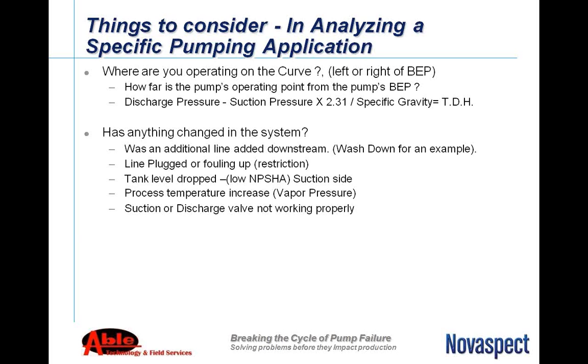You have a line plug or a downstream restriction. Or if it's pumping out of a tank, did the tank level drop? Are you meeting your NPSH available, your suction side? These are just some quick questions you can answer and almost analyze that system real quickly. Process temperature increase, you're concerned about that vapor pressure. Suction or discharge valve not properly working. And then the other thing is, when they install these pumps, is there any pipe strain? You want to know that right away.